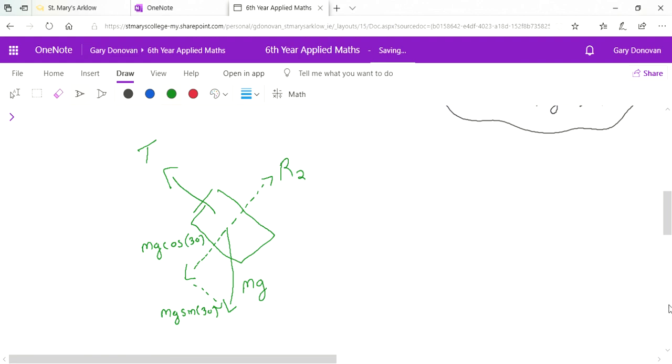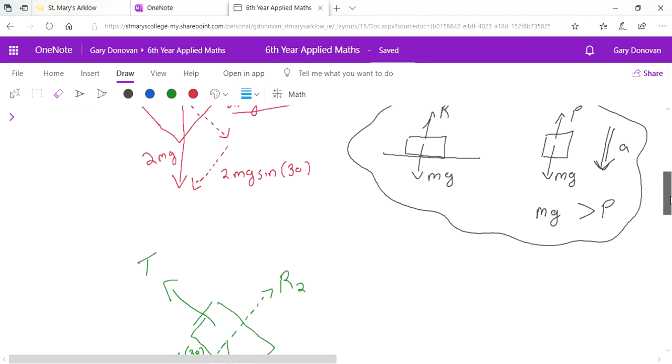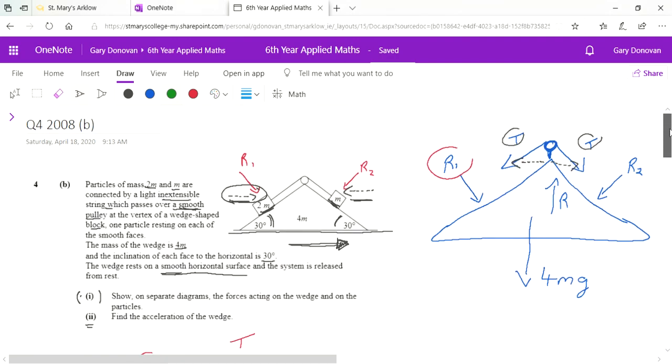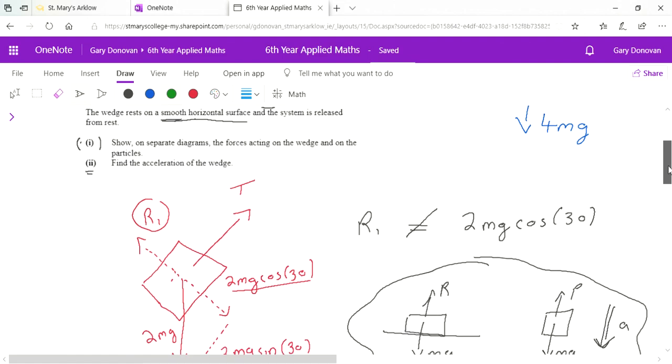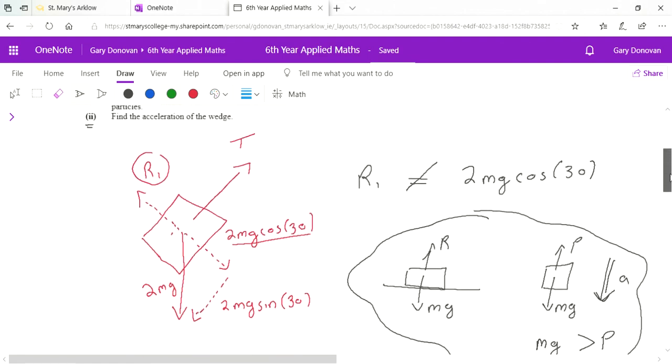So there are the force diagrams. First of all, make sure you're happy with that. What I suggest you do is pause it, turn the page and try and do it again yourself, just to make sure that your force diagrams are okay.